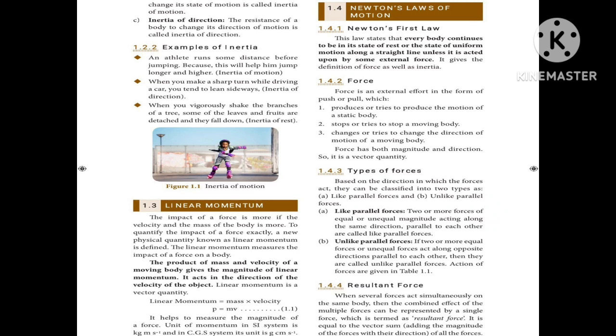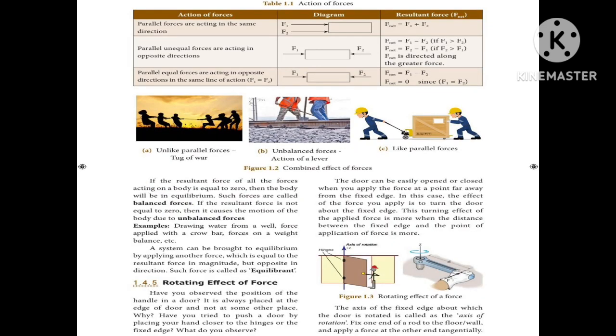It is equal to the vector sum, adding the magnitude of the forces with their direction, of all the forces. If the resultant force of all the forces acting on a body is equal to 0, then the body will be in equilibrium. Such forces are called balanced forces. If the resultant force is not equal to 0, then it causes the motion of the body due to unbalanced forces. Examples: drawing water from a well, force applied with a crowbar, forces on a weight balance, etc.